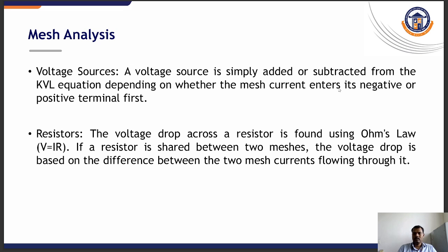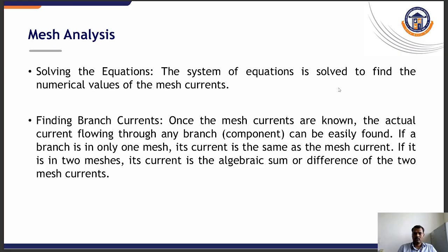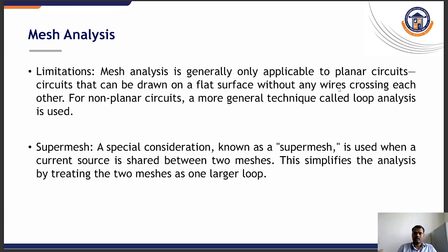And then for the resistors, the voltage drop across the resistor is found using Ohm's law. If the resistor is shared between two meshes, then the voltage drop is based on the difference between the two mesh currents flowing through it. As I told, I1 minus I2 or I1 plus I2 depending upon the mesh current direction you assumed, either clockwise or anti-clockwise. Thus by solving it, we can find the mesh currents, and once the mesh currents are known, the actual current flowing through each branch or each component can be easily found out. We can also find the power, and we can also measure the voltages.